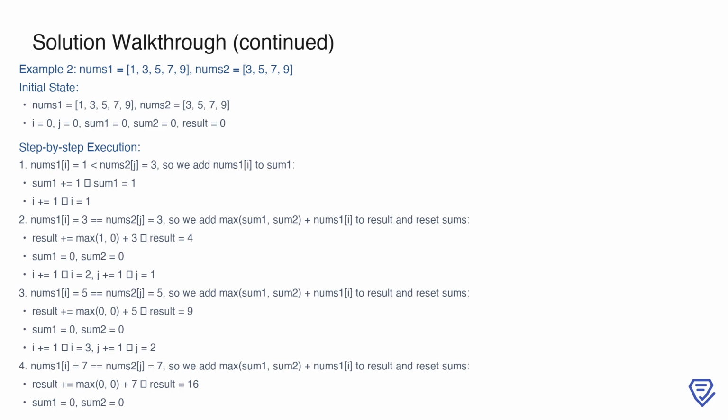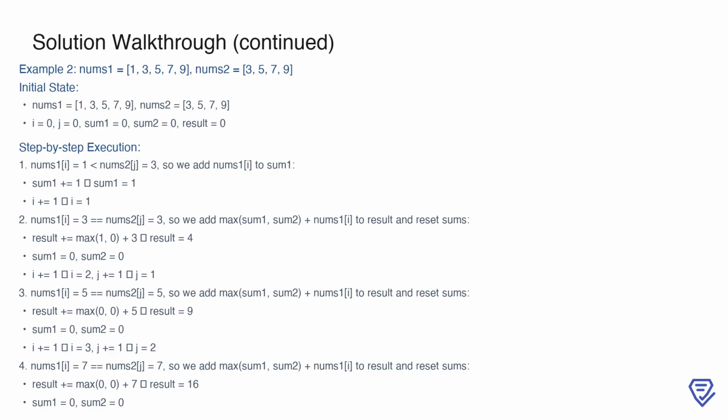Both pointers are incremented, with i set to 2 and j to 1. The next elements, nums1[i] and nums2[j], both equal 5. Again, we add max(sum1, sum2) plus nums1[i] to the result, which updates the result to 9. The sums are reset, and the pointers move forward.